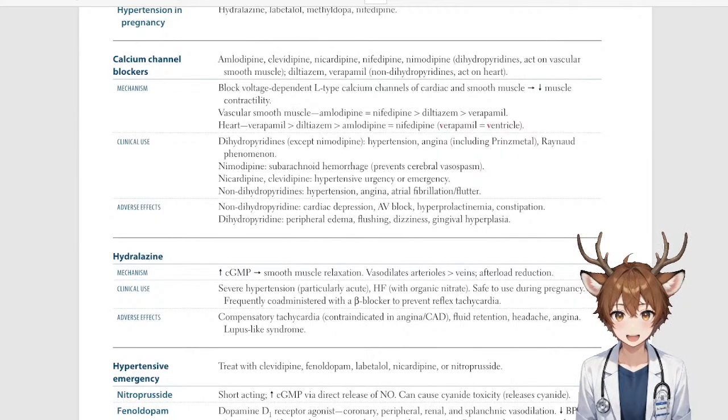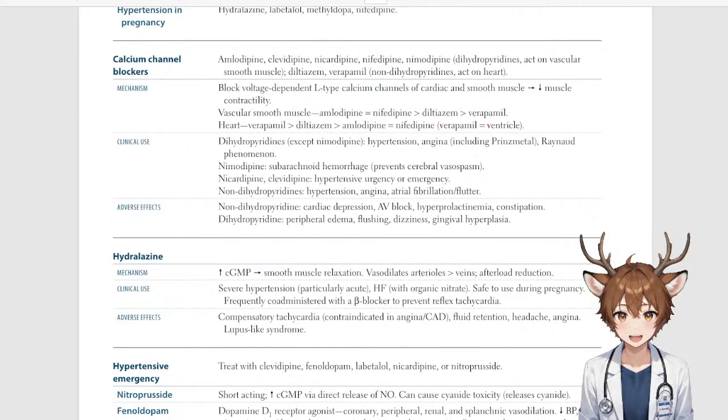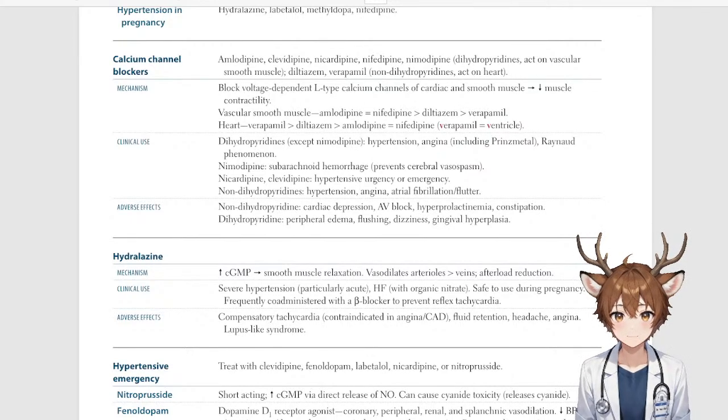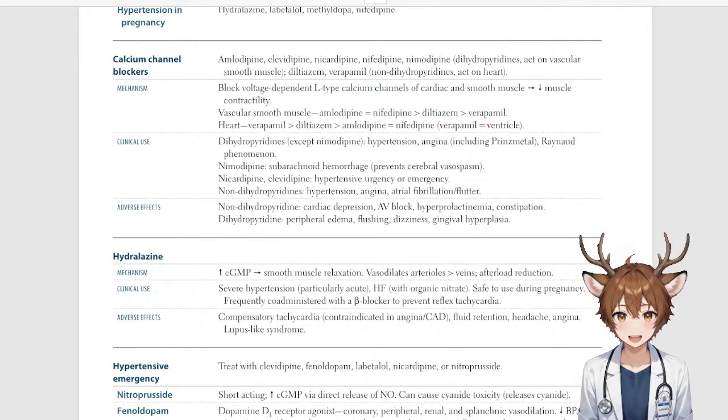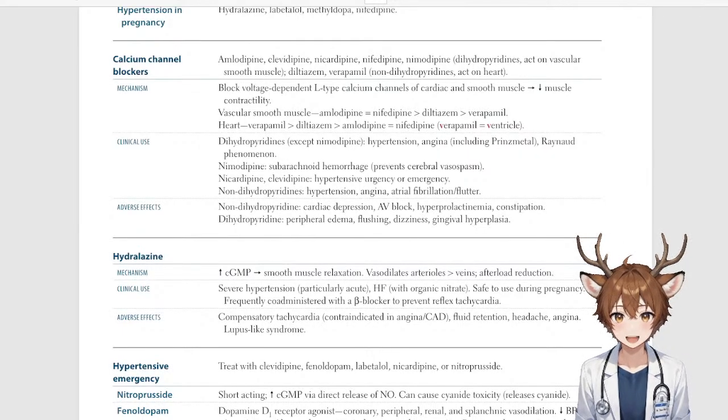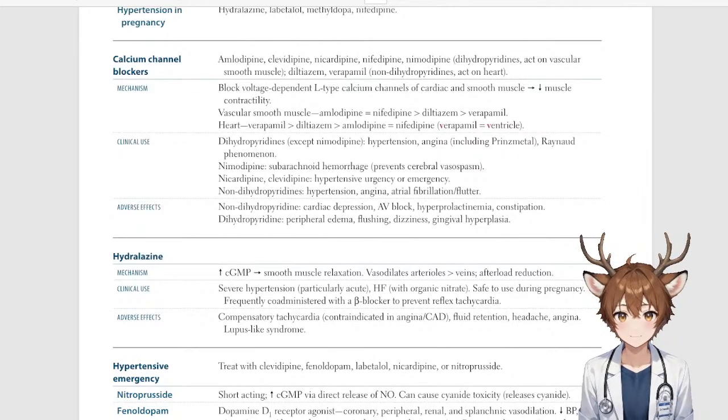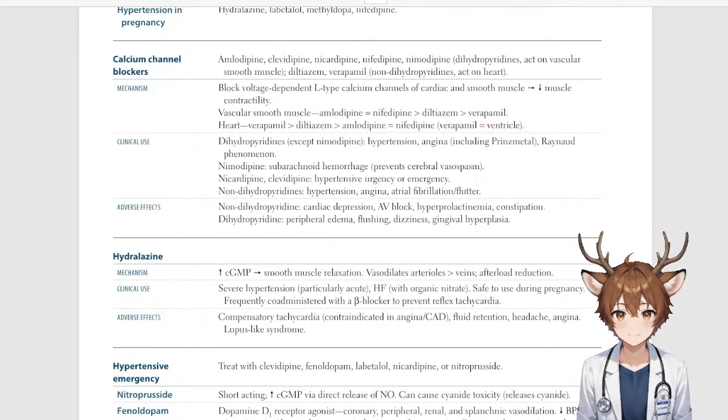The adverse effects: gingival hyperplasia. That's a weird one, and it pops up a couple different times. Different kinds of drugs cause gingival hyperplasia. Dihydropyridines can cause peripheral edema, flushing, and dizziness. And non-dihydropyridines can cause cardiac depression, AV block, and hyperprolactinemia, like verapamil, constipation as well.